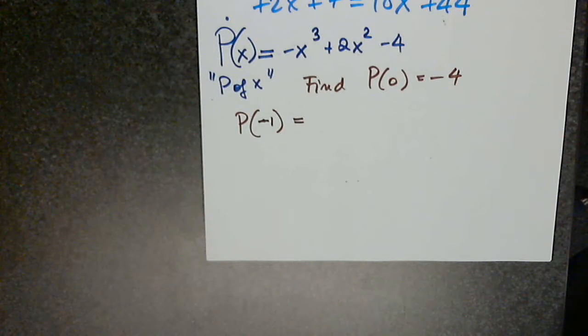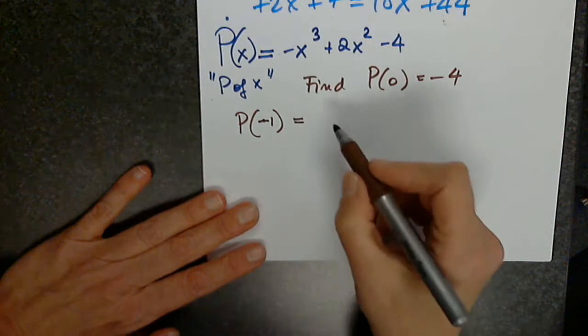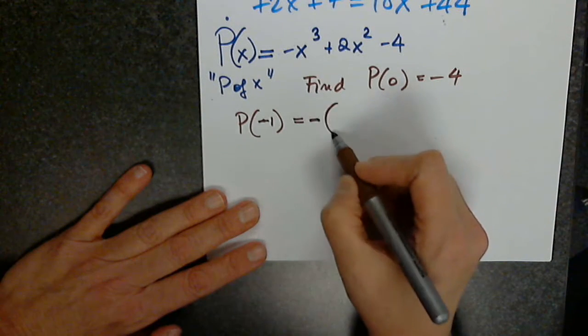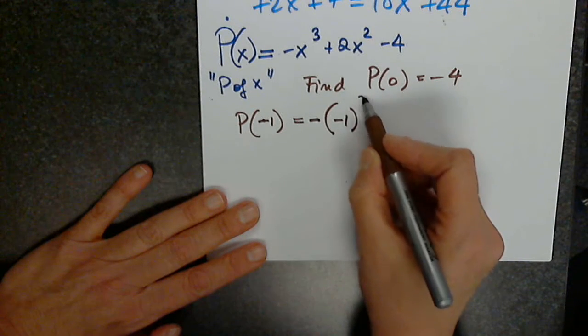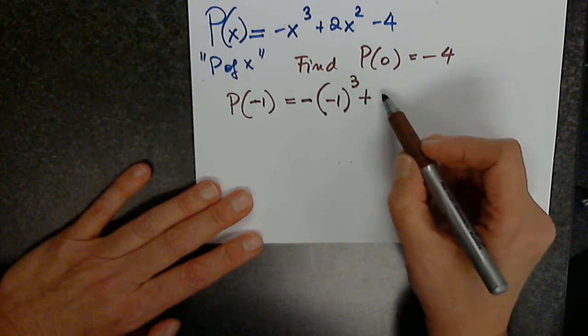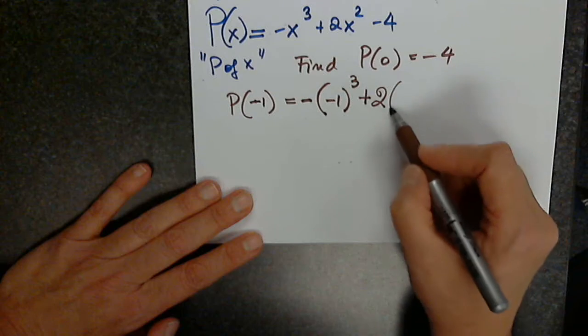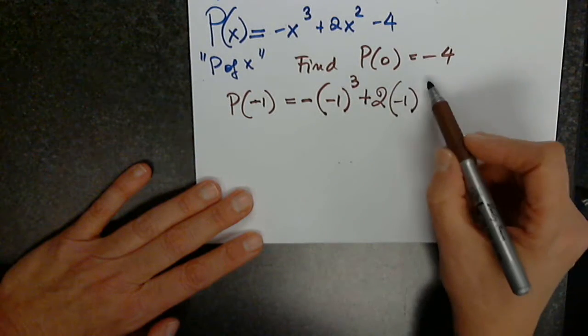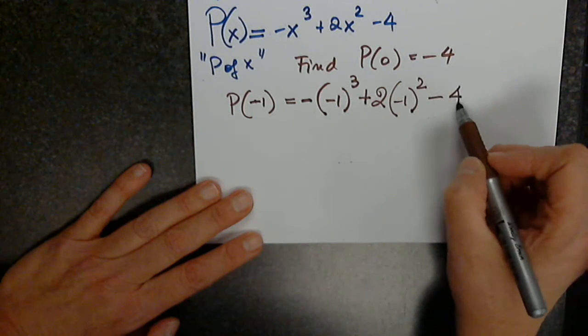You have to be careful now. You have to copy negative. You have to put in parentheses negative 1 and raise it to the third power. You have to write plus, copy 2, put parentheses again, and then minus 4.